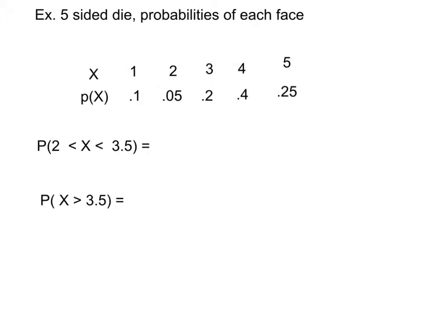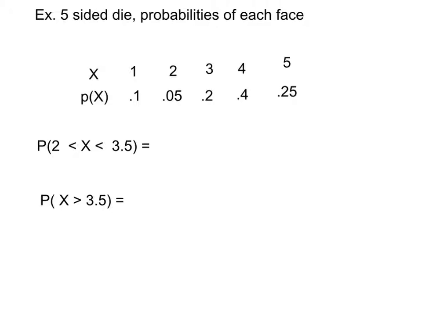So let's do one practice problem. Say they give you a 5-sided die and they give you the probabilities of each face, and then they ask you the probability of these intervals we have here. And we know that what a die lands on is a discrete random variable. It's not a continuous random variable.